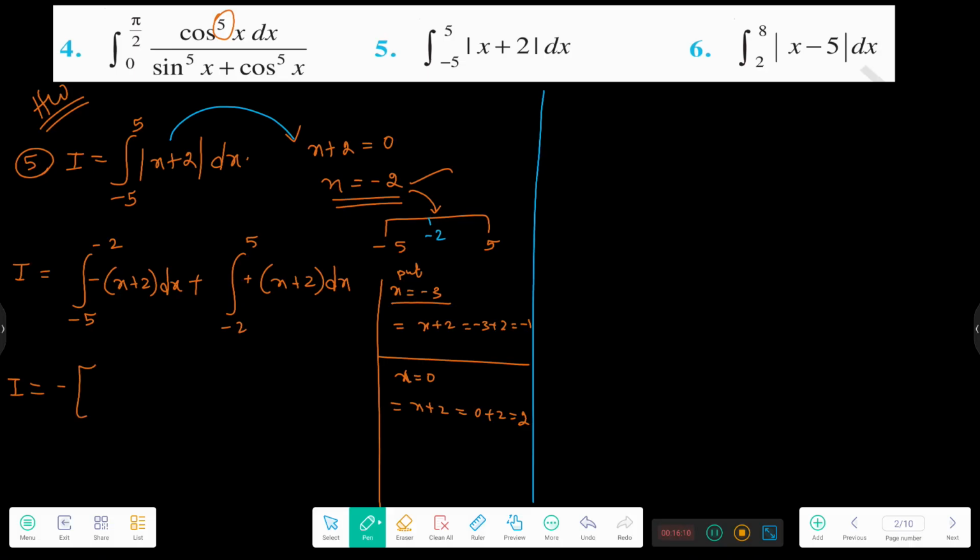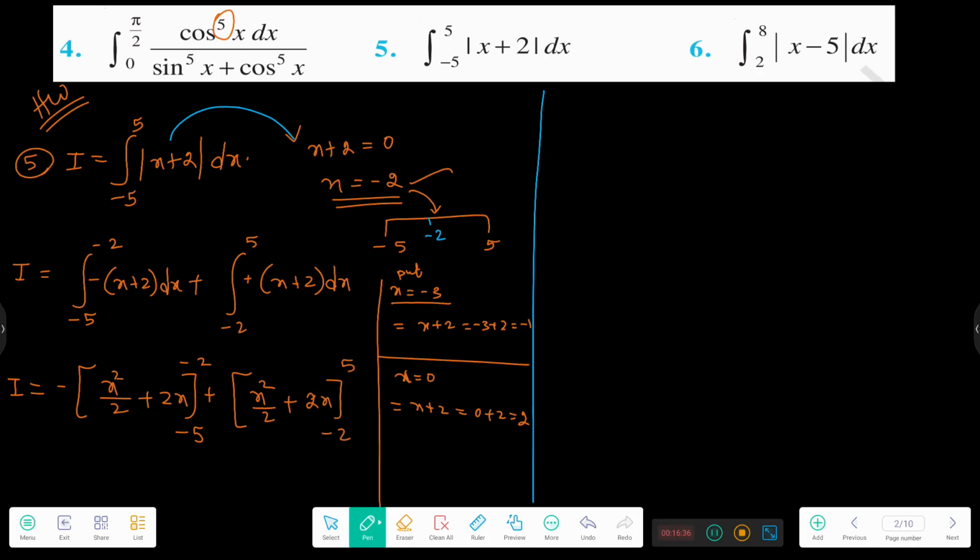Integral of x is what? Integral of x is x square by 2. Plus 2 integral of what? 2 is the constant, so 2x. Very good. Limit minus 5 to minus 2. Next, again the same: integral of x is x square by 2, plus 2 integral gives 2x, and the limit is minus 2 to 5.